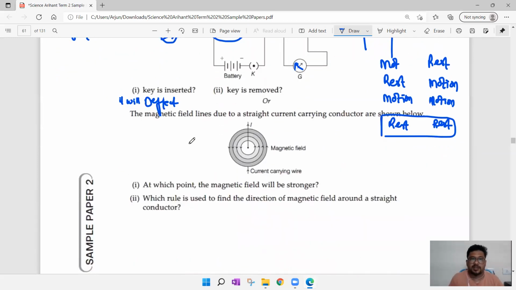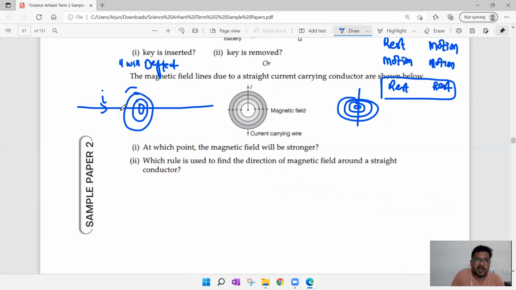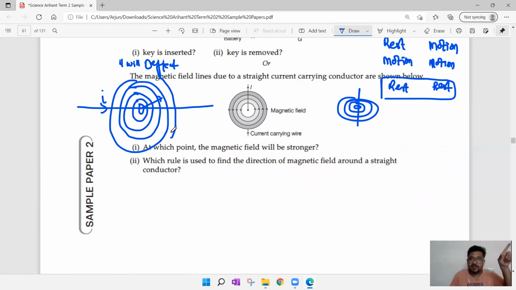Okay, an internal choice question they are asking. The magnetic field lines due to a straight current carrying conductor are shown below. Fine. So there is a conductor, it seems. Around that conductor, the magnetic field is produced in circular shape. At which point will the magnetic field be stronger? Quite simple. We have discussed the right hand thumb rule. When current is passed through the coil, a magnetic field is produced, and that magnetic field will be in circular shape. And if you are moving away from the coil, those concentric circles, their radius and circumference are increasing, which simply means the magnetic field is decreasing. So if you are moving away, the magnetic field decreases.